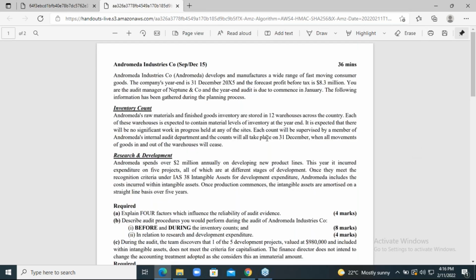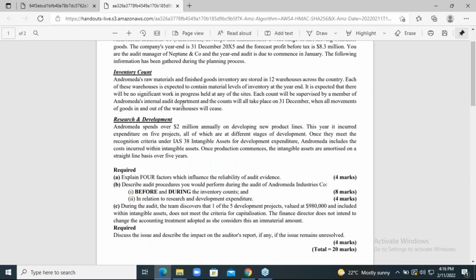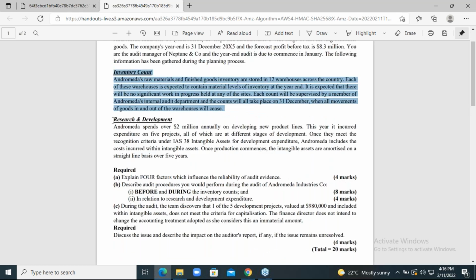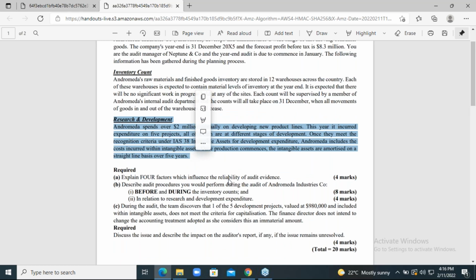Now from the handouts, I have selected this question, Andromeda Industries. There are two issues given, inventory count and R&D. So you can read the data and you can see there are some requirements. Requirement A, B, C. This question is a 20 marks question.